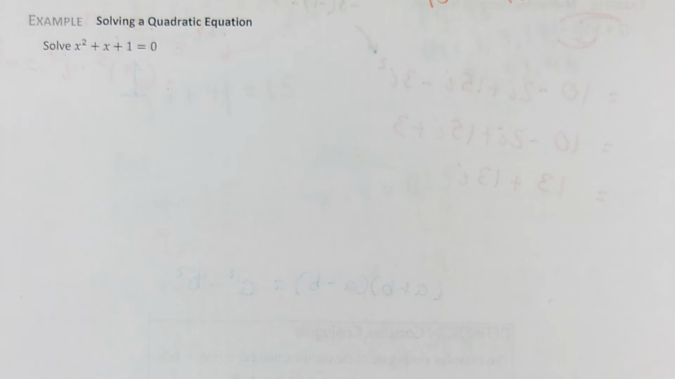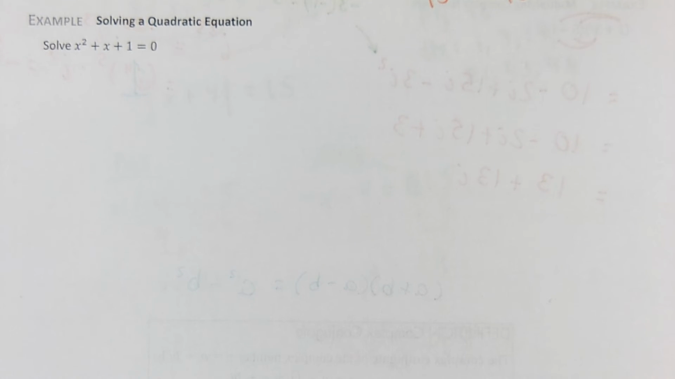The go-to method for solving quadratics should always be factoring. However, there are no two numbers that multiply to 1 that add to 1 in the real number system. But technically, there are two numbers that multiply to 1 and add to 1. They just happen to be complex numbers. But because of that, we can't solve by factoring. We will have to solve by quadratic formula.